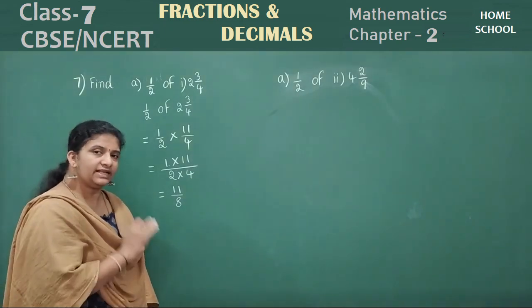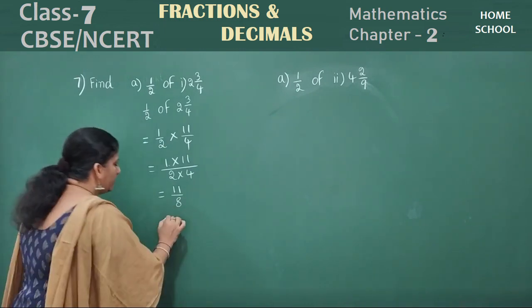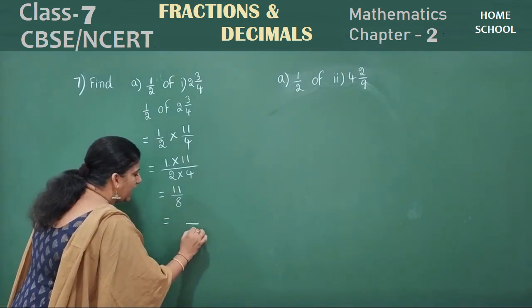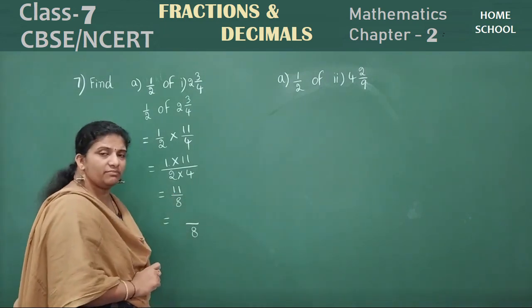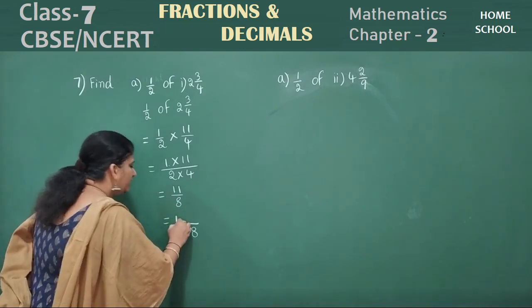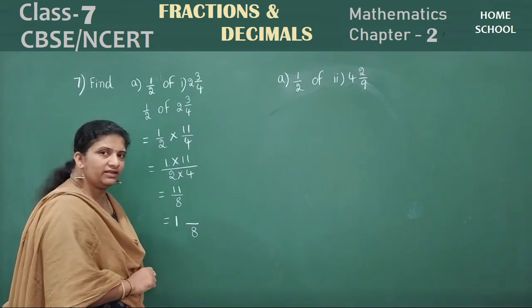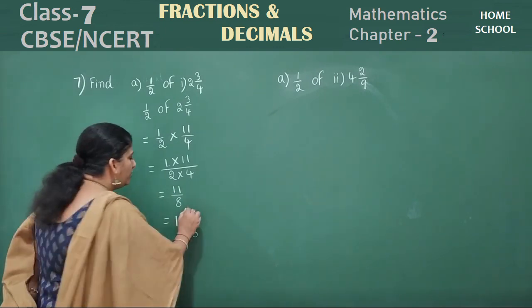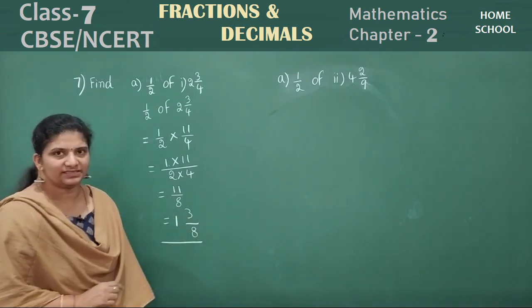Is our answer completed? No, we still need to convert the answer into a mixed fraction. So now write the 8 table, where do you get the number nearest to 11? 8 ones are 8. 11 minus 8, how much, children? 3. Yes or no? That will be 1 3/8, your answer.